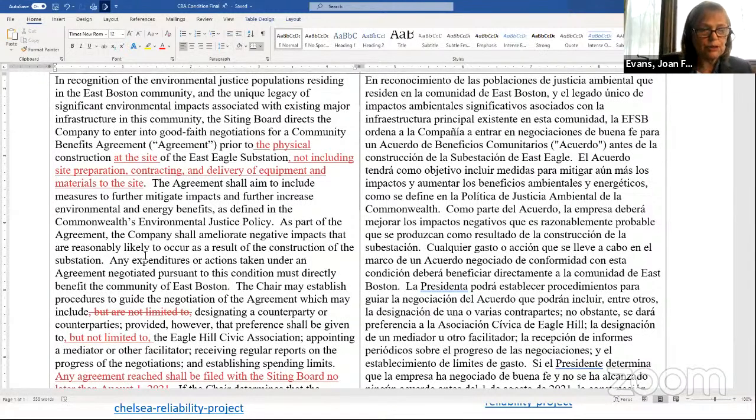So we responded to some of the discussion we just had on the record and proposed the following revisions to the proposed amendment. And the first is to deal with the question regarding what can be done prior to entering into the CBA. And what we recommend is at the top part of the screen, where we state that the board directs the company to enter into good faith negotiations for a community benefits agreement prior to the physical construction at the site of the East Eagle substation, not including site preparation, contracting, and delivery of equipment and materials to the site. Does that satisfy the concerns on that portion of the amendment?